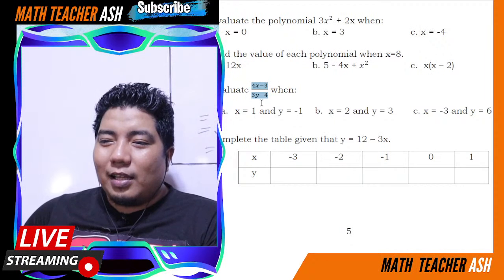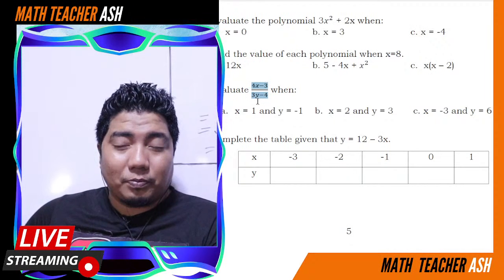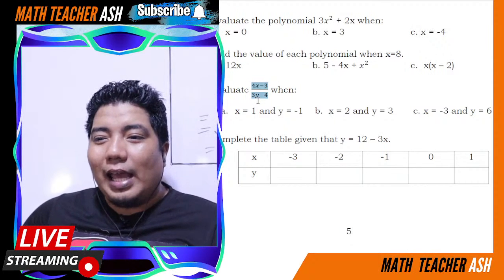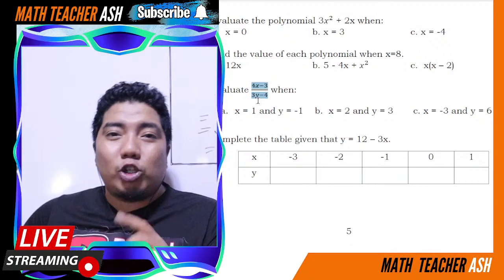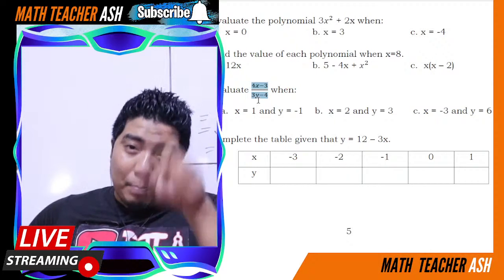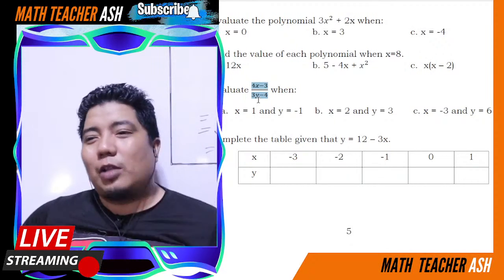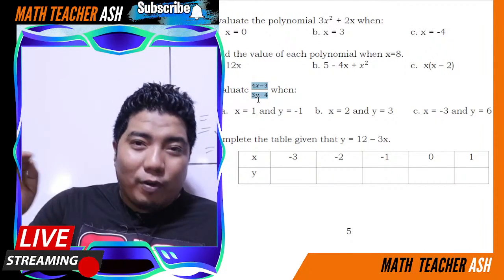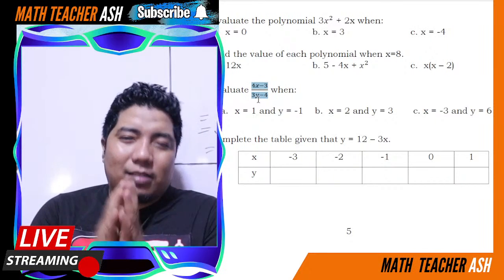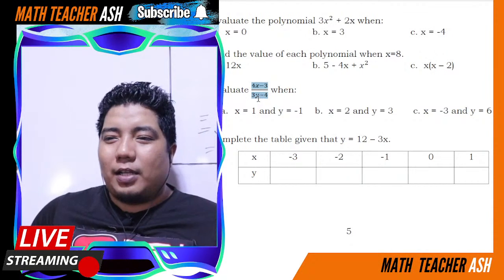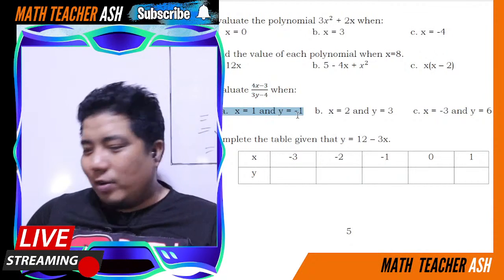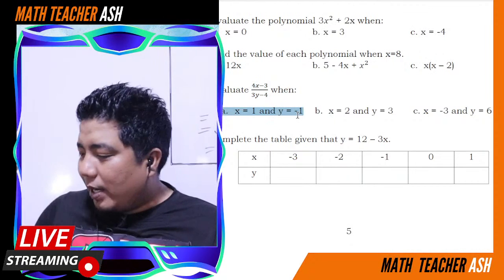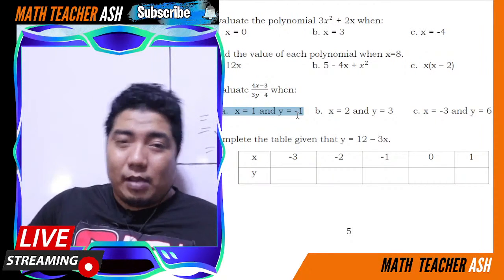So, 3 times negative 1, that is negative 3. Negative 3 minus 4, that is plus negative 4. So, that will become negative 7. So, therefore, 1 over negative 7 ang sagot sa part na letter A. Okay? Again, 1 over negative 7 or negative 1 over 7.